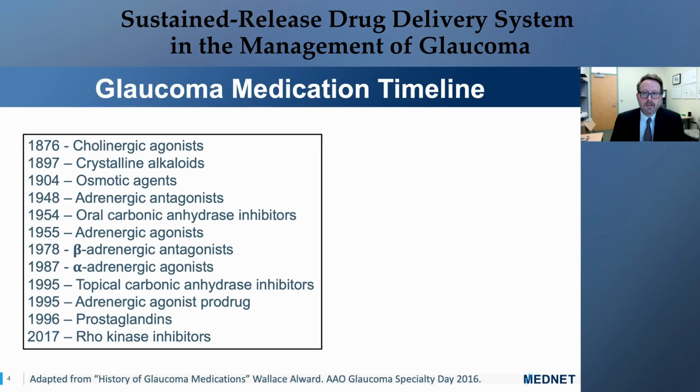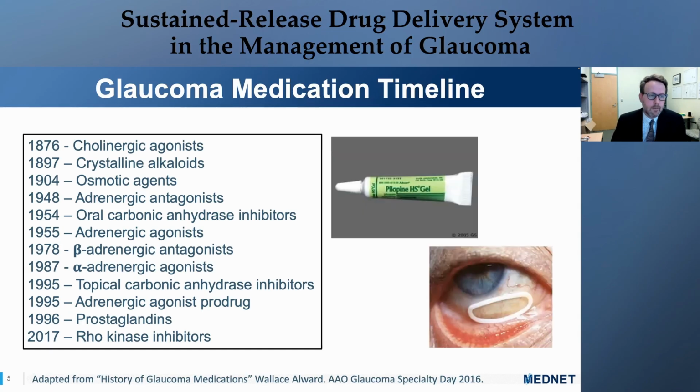So this is a timeline of glaucoma medication development. I adapted this from a lecture called The History of Glaucoma Medications by Dr. Wallace Allward. It can be found online, and I would recommend it if you have interest in the history of glaucoma medication development. But you can see that it's really been over a century that we've been developing glaucoma medications, going from cholinergic agonists to more recently the development of Rho kinase inhibitors. And you can see in the last several decades, there's been a lot of development with a lot of new classes of medications that have been given to us as clinicians.